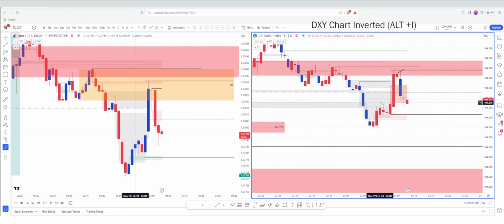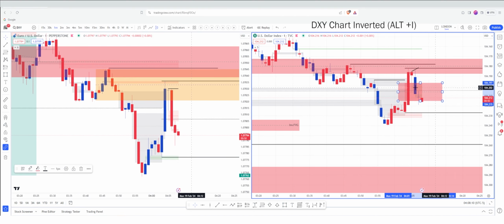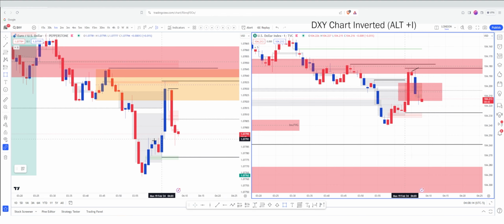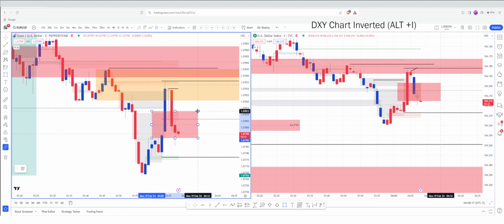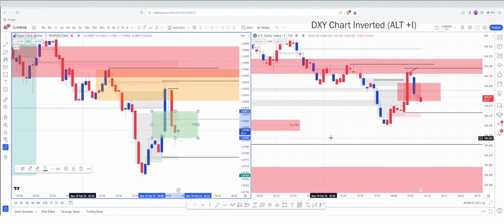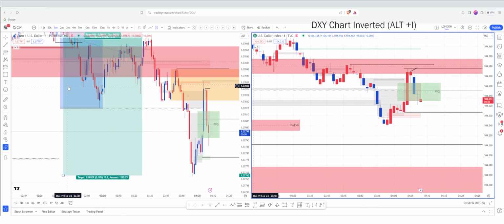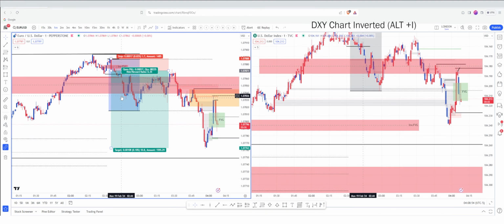You have this as the inversion fair value gap. We haven't displaced through this with a large closure. Likewise with Euro. That's an FVG.